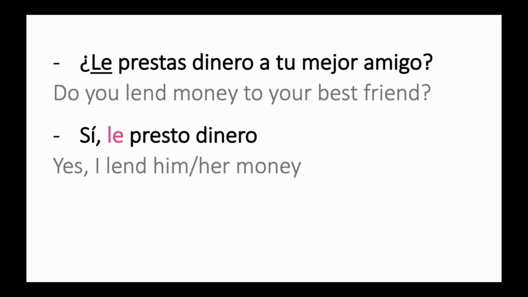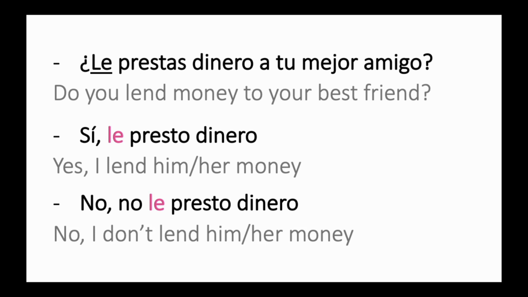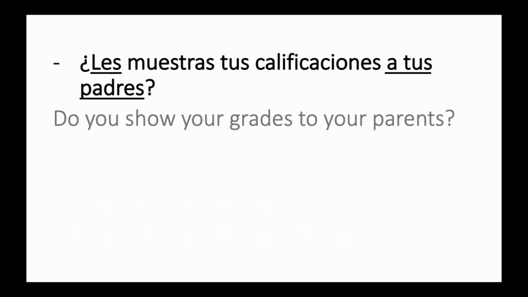Sí, le presto dinero. Or you could have said, no, no le presto dinero. Notice that in the first answer, I put, sí, le presto dinero. I didn't add a tu mejor amigo. You could, but because I asked the question, do you lend money to your best friend? In conversation, we both already know that we're talking about your best friend. So in that case, you would just say, sí, le presto dinero, because we know that le is referring to your best friend. ¿Les muestras tus calificaciones a tus padres?